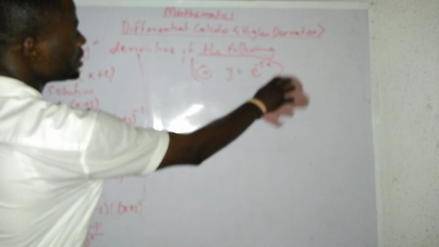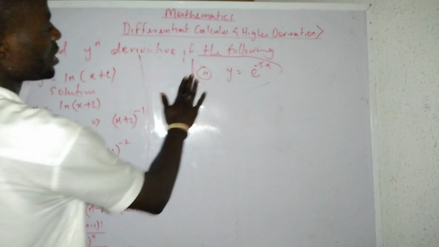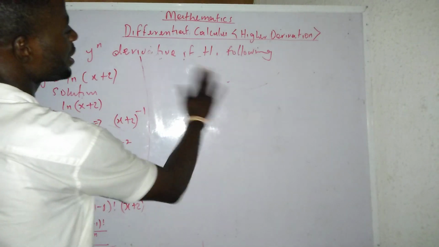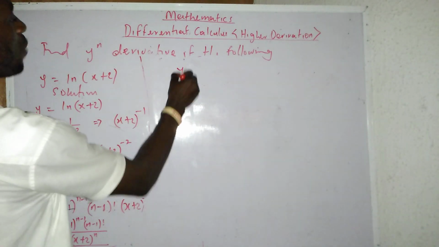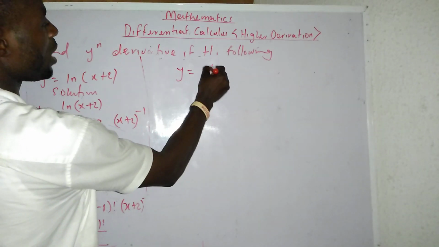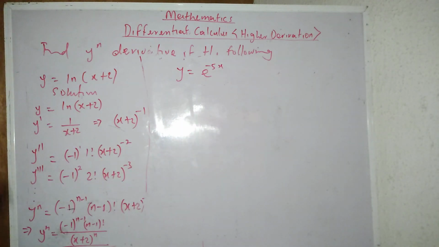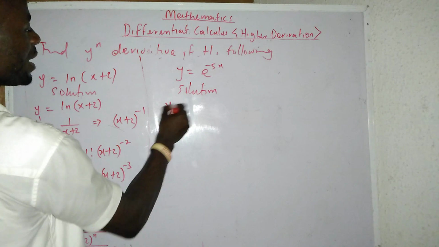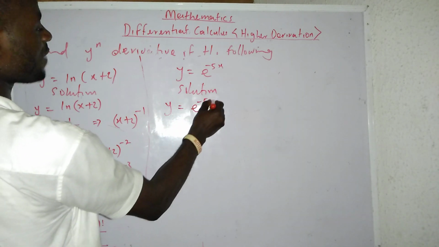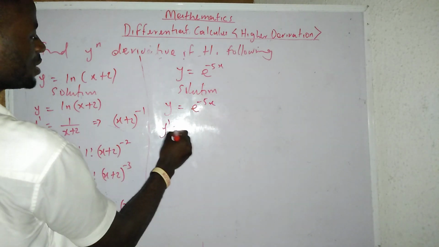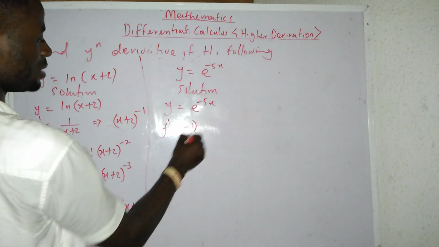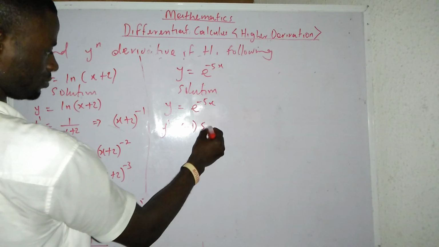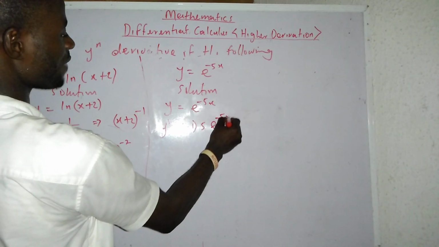Now let's move on to number 2, which is y equals e raised to power minus 5x. The first one is the solution. y equals e raised to power minus 5x. y prime of it is minus 1, 5, e raised to power minus 5x.